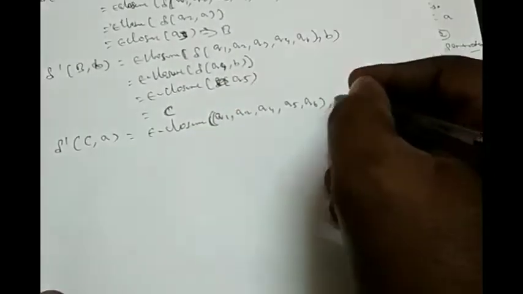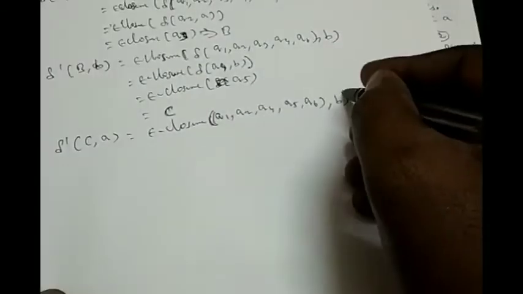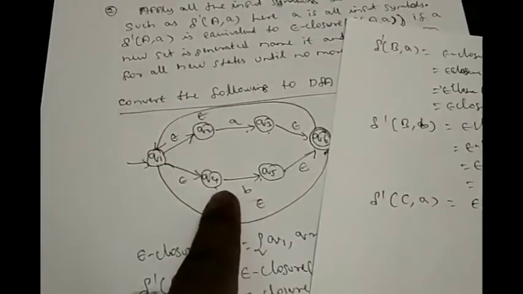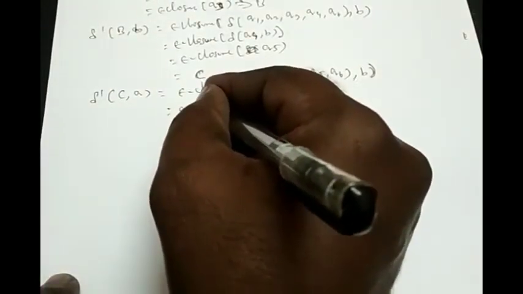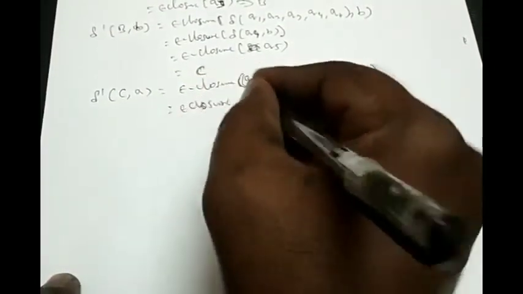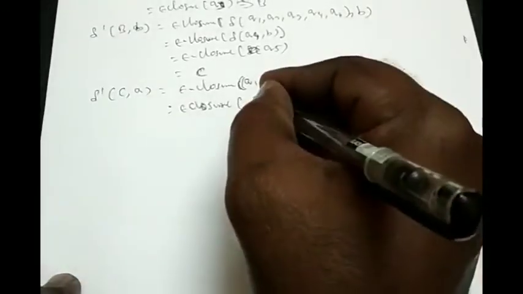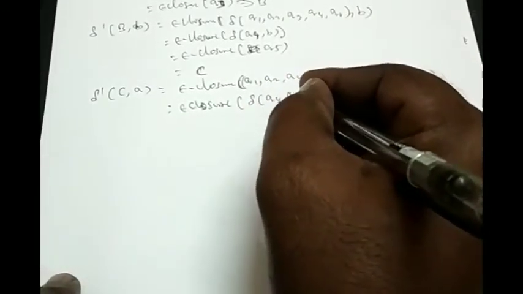So I apply b here. In which states can I apply b? I can apply b only in Q4. If I apply b in Q4, you can see the diagram, it goes to Q5. The other states I cannot apply. So use epsilon closure, delta of Q4, okay, I think it is C comma a, isn't it? Small mistake here.